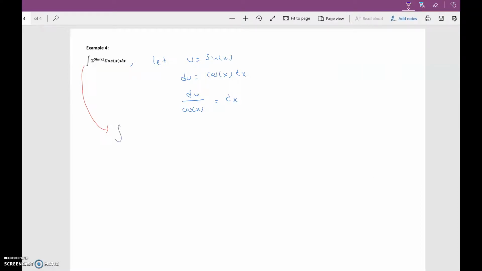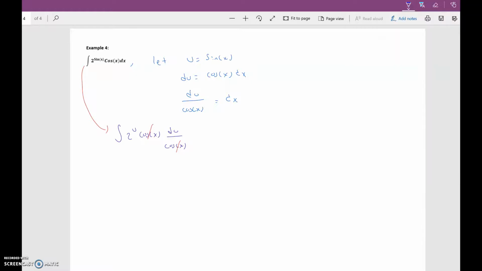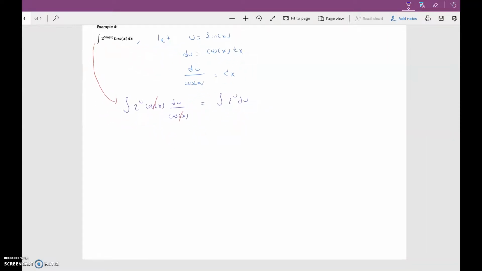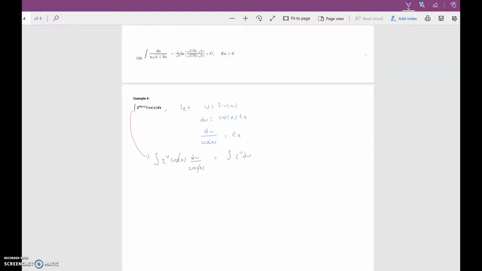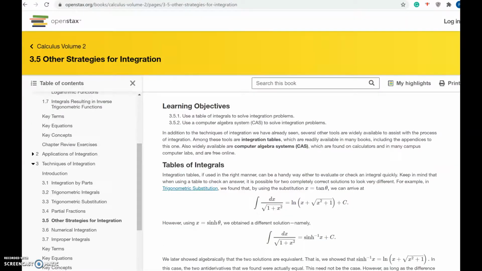In this case, this is 2 to the u times cosine of x, and du over the cosine of x. We can see the cancellation of these two. Now our formula happens to be evaluated as 2 to the u du. So this is a basic exponential.